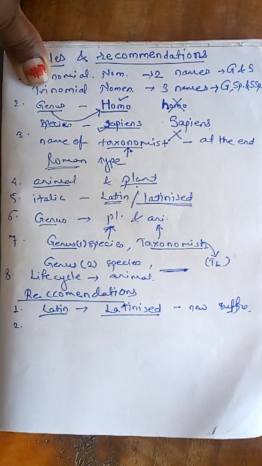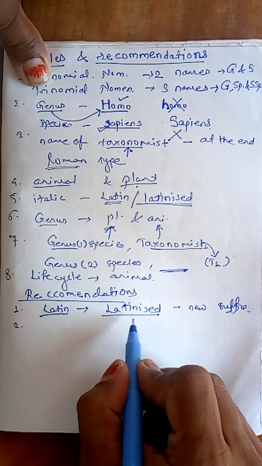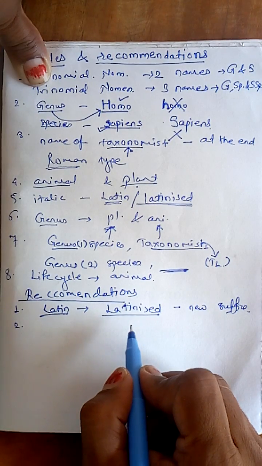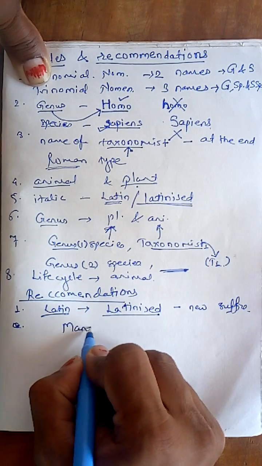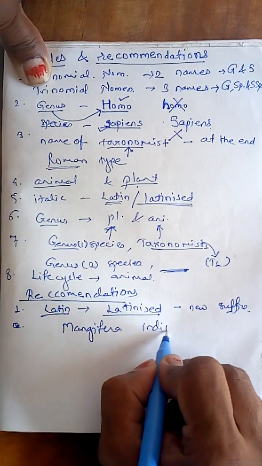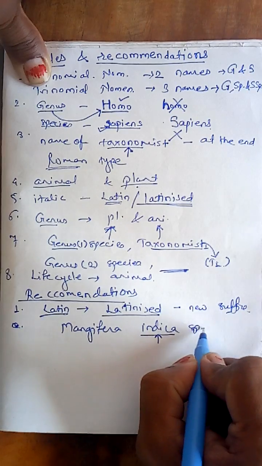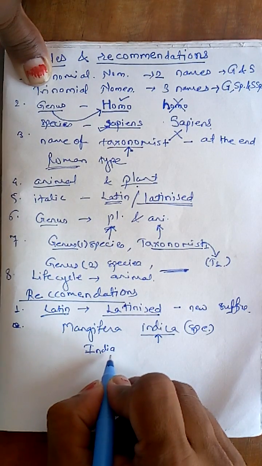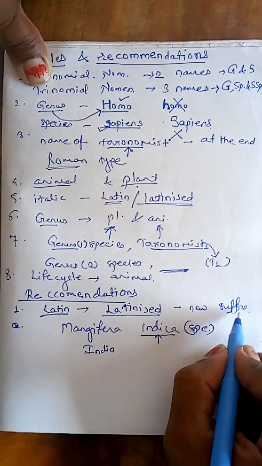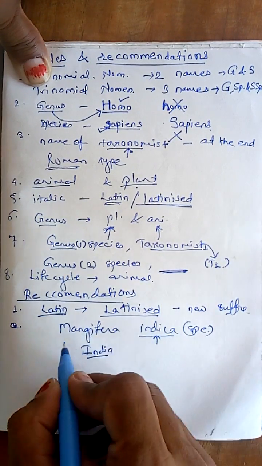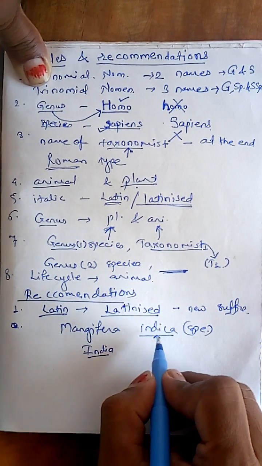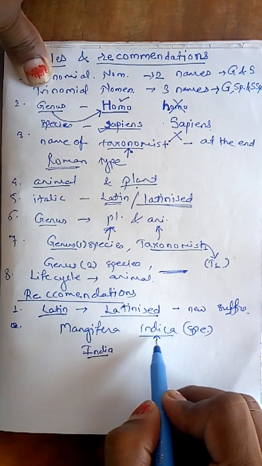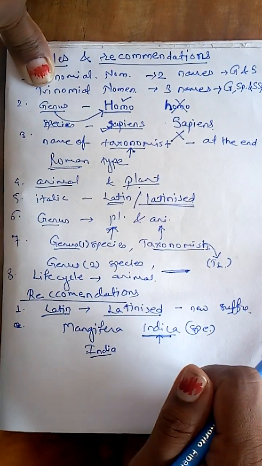Then the second thing is, for this we are giving one example. The mango plant is native to India. In binomial nomenclature we studied the scientific name of mango. The scientific name of mango is Mangifera indica. See here, this indica is the species, and this mango plant is present in India only. So instead of writing India, we Latinize it by adding a new suffix. So instead of India, we write indica. So Mangifera indica is the scientific name. In this way, by adding some suffix or new ending, we Latinized that particular word, location. Now this word has become Latinized. So this is the first recommendation.